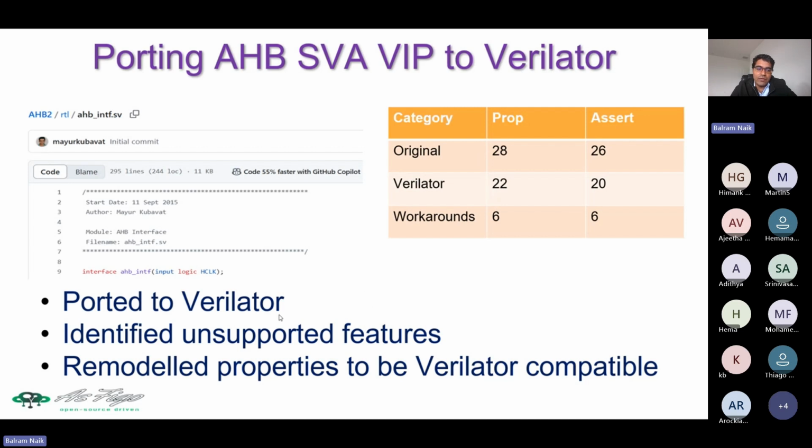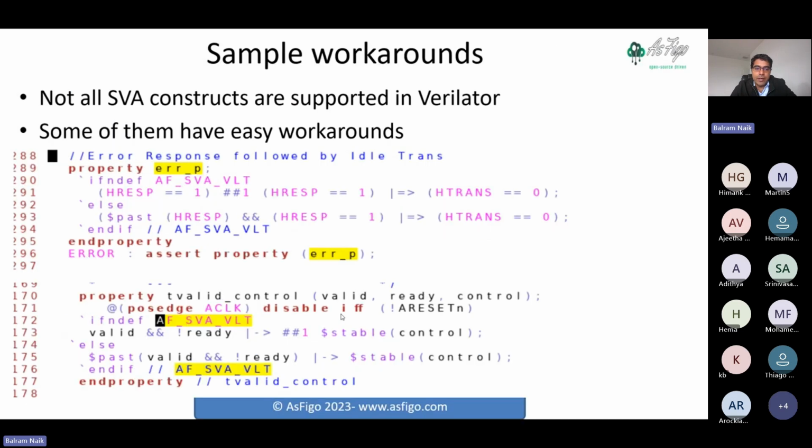I will show you a couple of examples. We're pretty much integrated into the AHB and AXI, and these are the results ported into Verilator, and the recommended properties that are compatible. Not all SVAs are supported in Verilator right now, as I said. Some need a workaround, so let's see what kind of workaround we need.